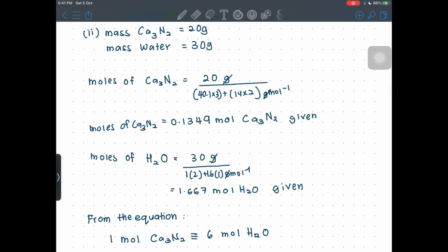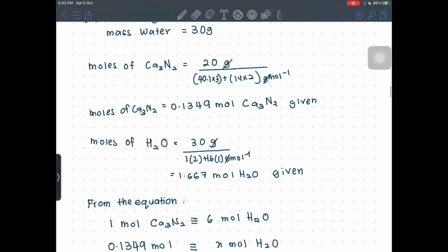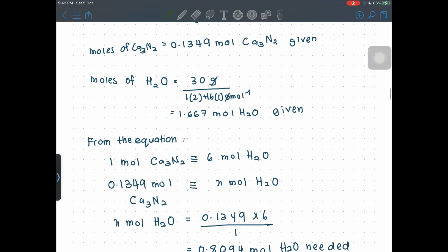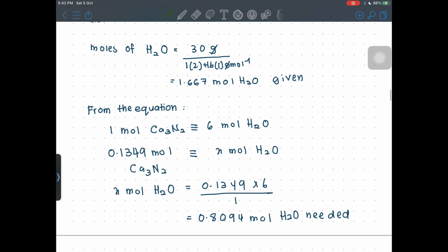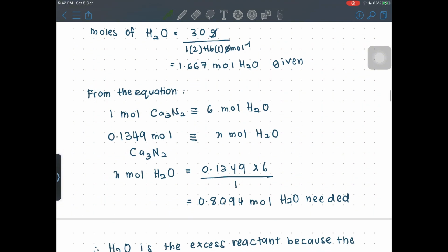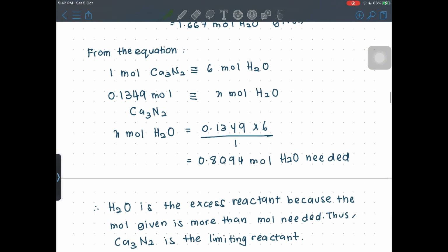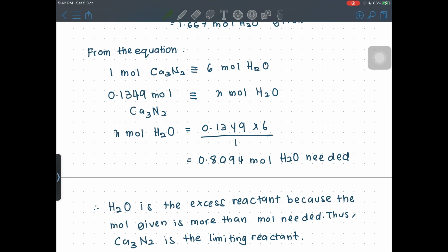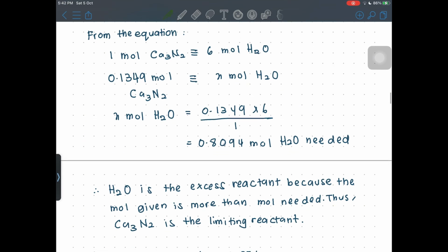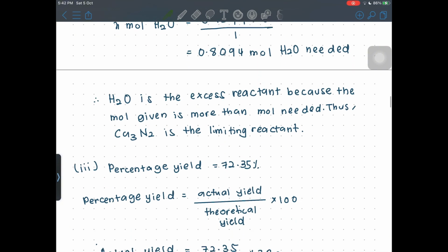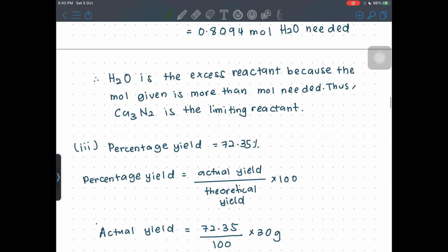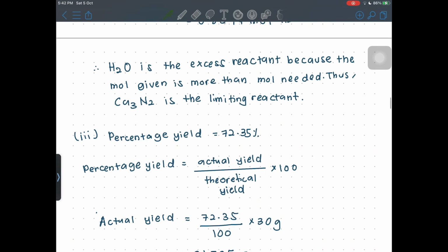So first of all, we need to write down all the information given. So mass of calcium nitride 20 gram, mass of water 30 gram. And then we need to calculate moles for each reactant, which is calcium nitride 0.1349 mole given, and moles of H2O 1.667 mole H2O given. And then from the equation we need to do the stoichiometry ratio. So 1 mole of Ca3N2 will need 6 mole H2O. So 0.1349 mole Ca3N2 will need 0.8094 mole H2O needed. So H2O is the excess reactant because the mole given is more than the mole needed. The Ca3N2 is the limiting reactant.